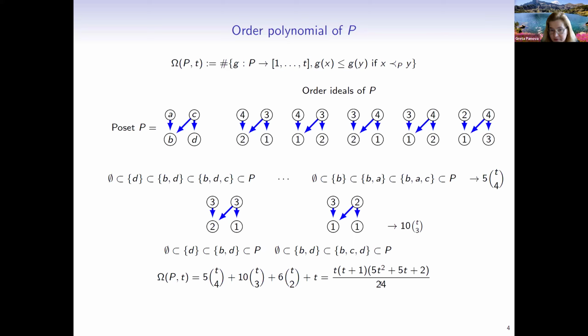24 is just n factorial, so 4 factorial, and 5 is the number of linear extensions. So from this example, it should be clear that you always get the leading term to be the number of linear extensions over n factorial. And yeah, that's basically the first observation you have for the order polynomial. It starts with the number of linear extensions over n factorial times t to the n. The next coefficient also has combinatorial meaning and is positive. And then from then on, you don't know what's going on.